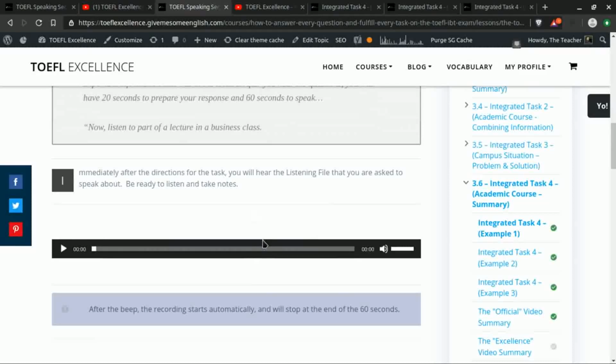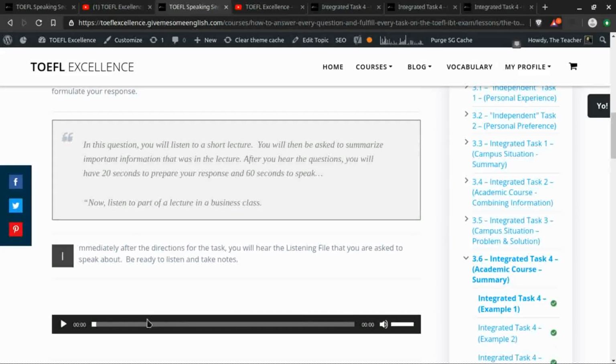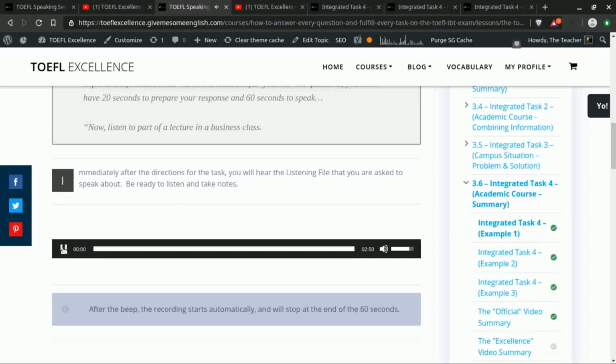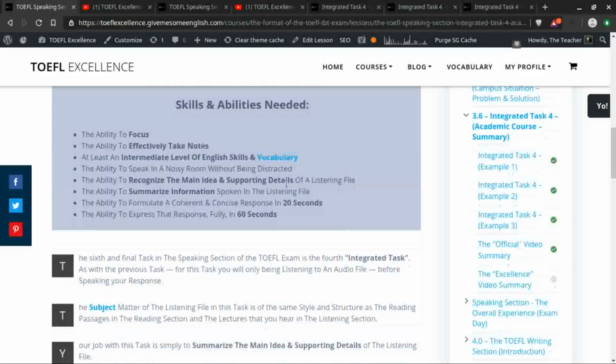And really, that's it. There's nothing more intricate about this. There's nothing really more that you need to say about it. Actually, I could say this. The listening file is going to be between 2 to 3 minutes. So you have to speak about a 2 or 3 minute long audio file in only 1 minute. Well, that shouldn't be too difficult because there's going to be a lot of extra things that the person says. So that's it. Just be ready to take effective notes.